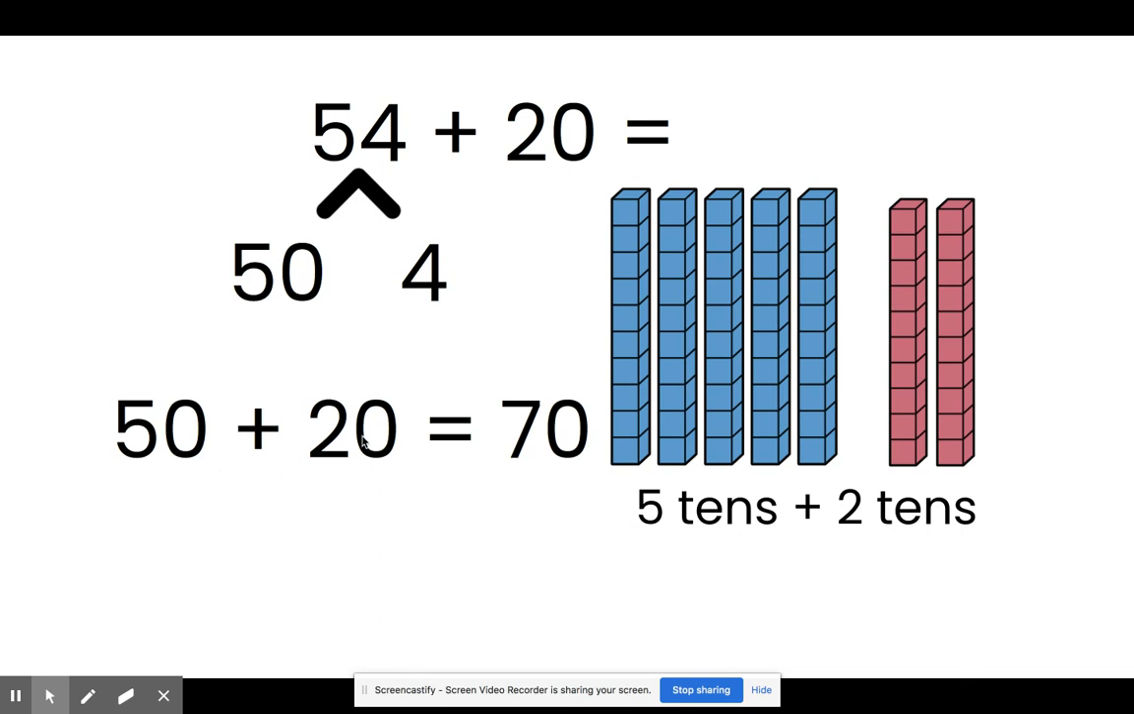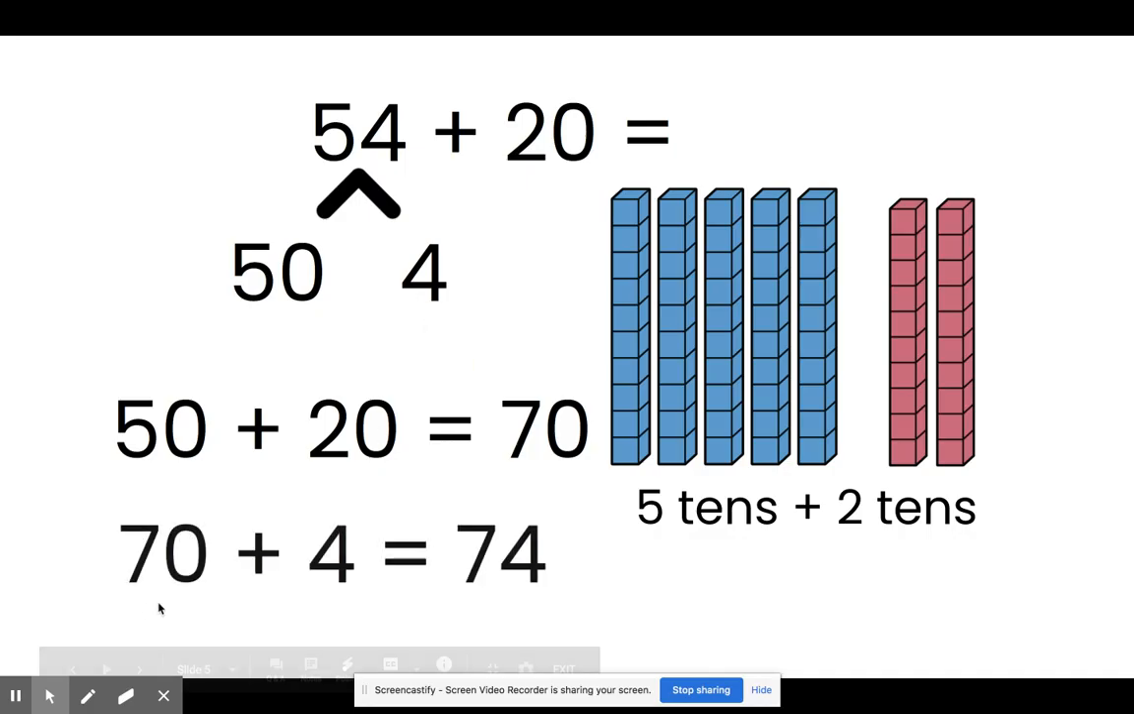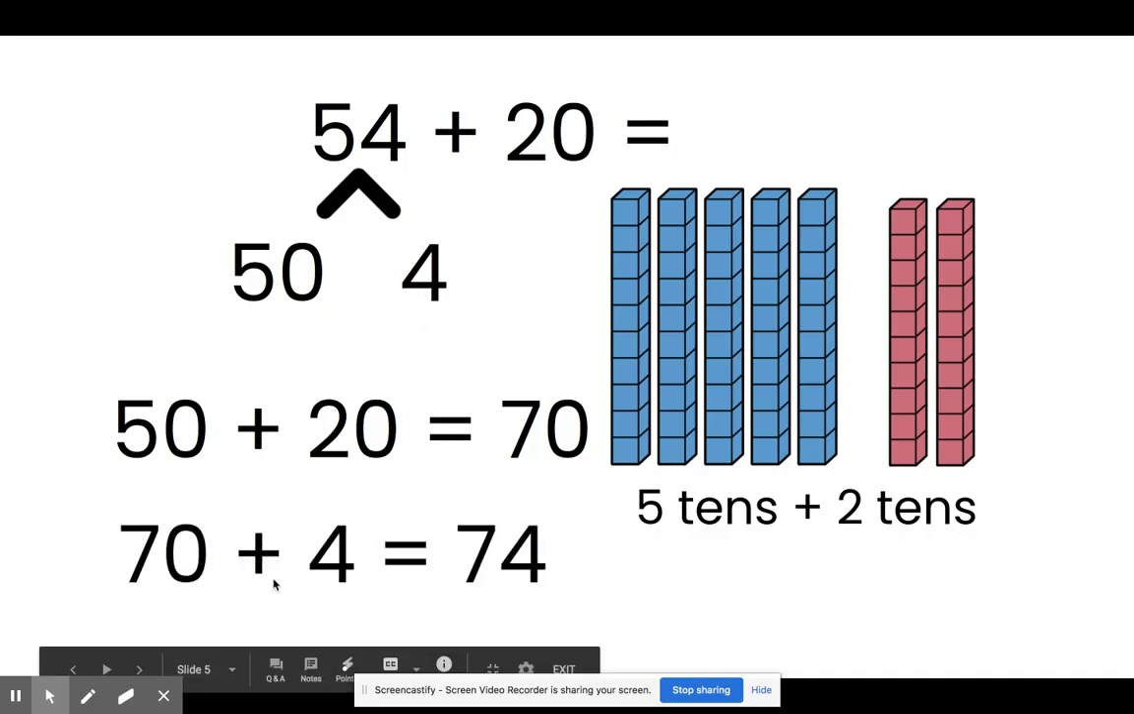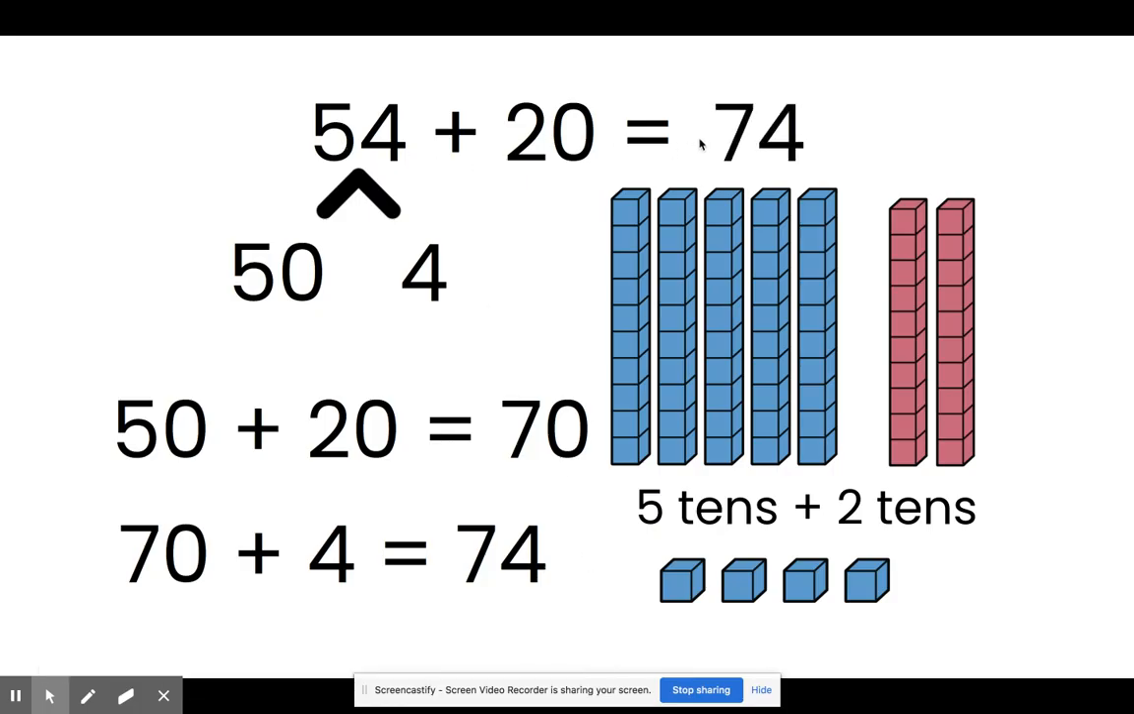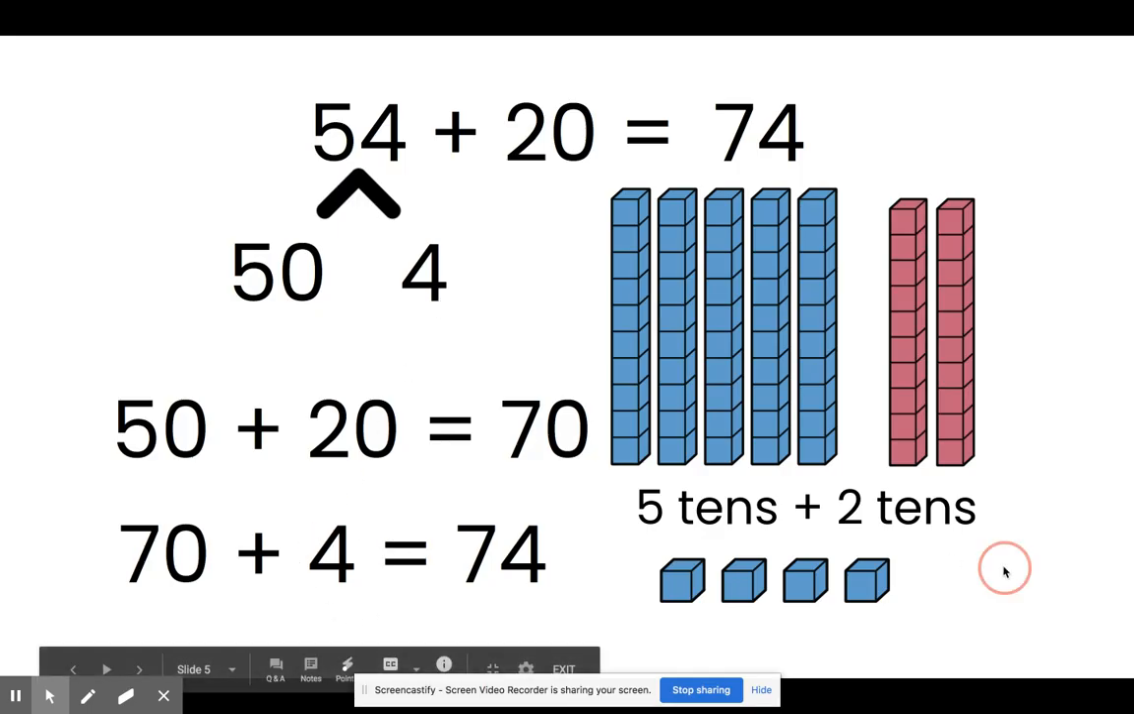Now, we can't stop here. We can't just say 50 plus 20 is 70, because we can't forget about this 4. We still have to add 4 ones. So we bring our 70 down and we add 4 ones. And together, 70 plus 4 equals 74. Here's our 4 ones. So 54 plus 20 equals 74. We were able to solve this by breaking apart one of our numbers and adding like units, starting with adding the tens first, because this was a group of tens, and then adding the ones.